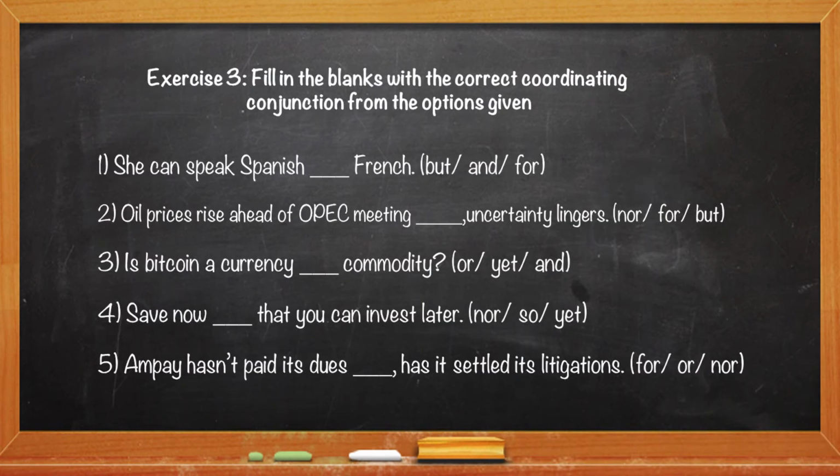Fill in the blanks with the correct coordinating conjunction from the options given below. First, she can speak Spanish dash French, but, and, for. The choices are given. See what fits best here. Oil prices rise ahead of OPEC meeting dash uncertainty lingers, nor, for, but. Is Bitcoin a currency dash commodity, or, yet, and? Save now dash that you can invest later, nor, so, yet. MP hasn't paid its dues dash has it settled its litigation, for, or, nor.